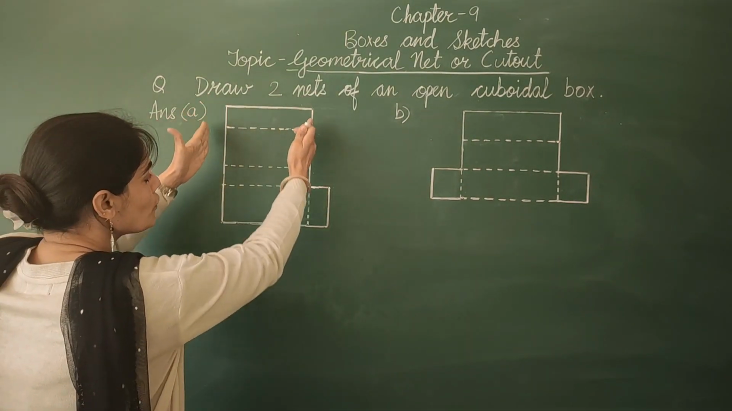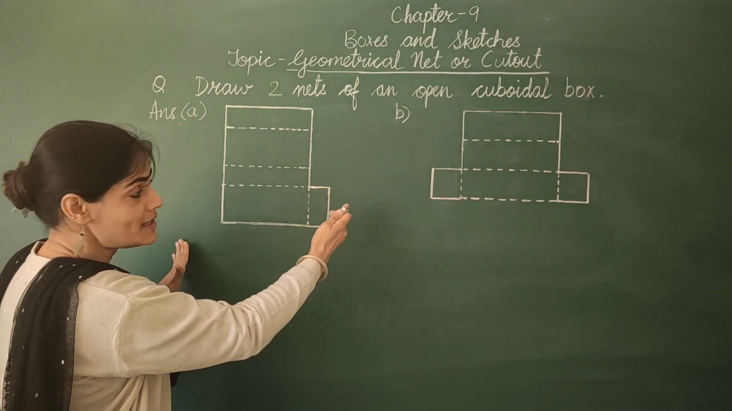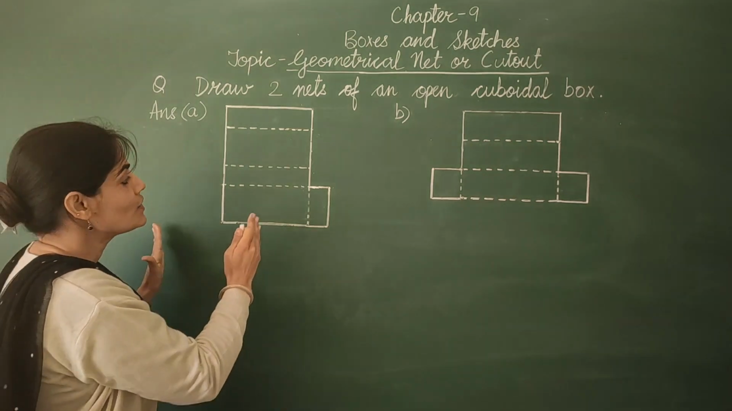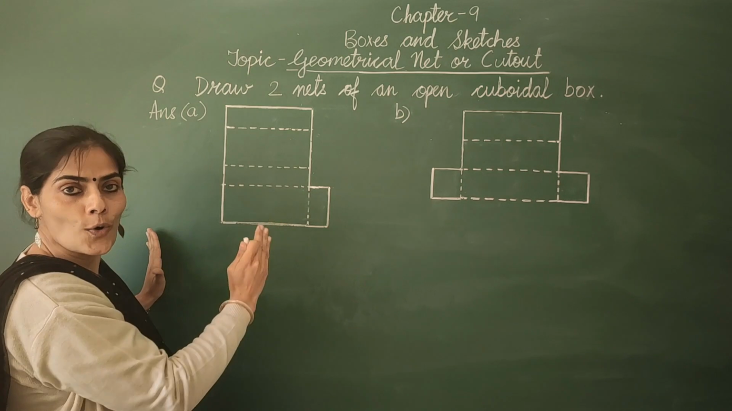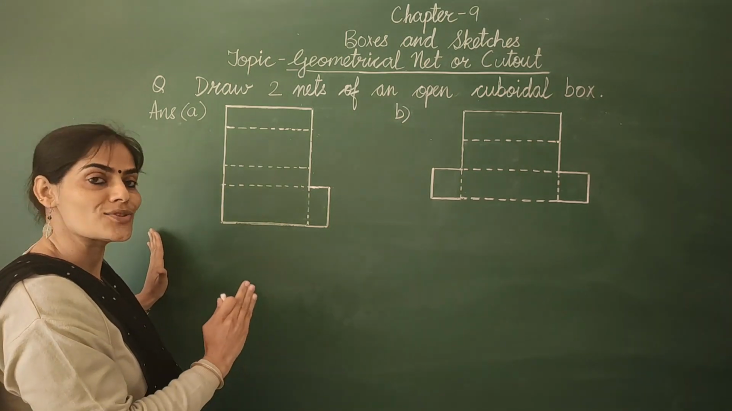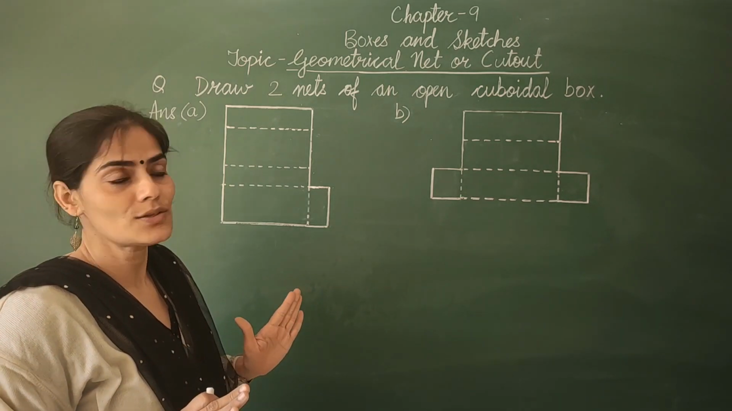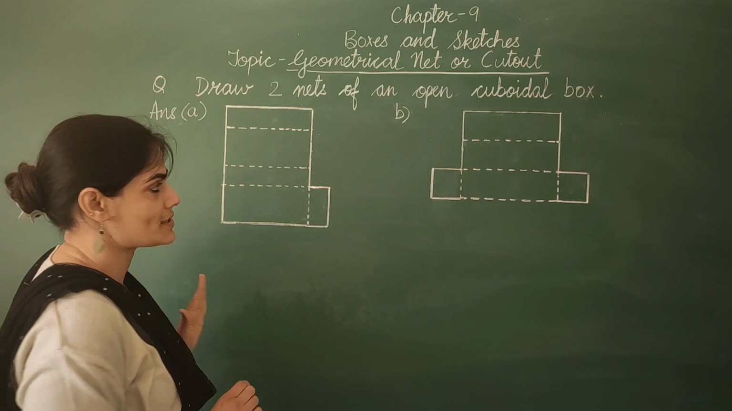Now just observe here. We have 4 faces in a line here. We have one right face, but the 6th face on the left side is missing. So this net will fold into an open cuboidal box. But remember, you need to keep the same rules in mind while drawing the net of an open cuboidal box.